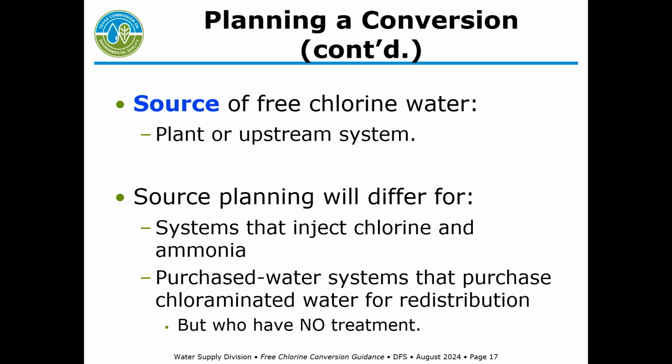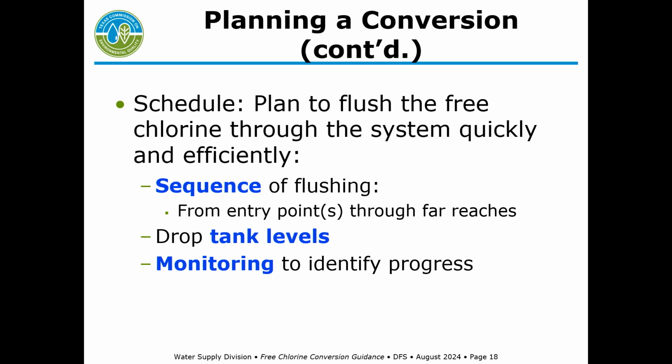They're going to have to work something out with the wholesaler. So you need to have a schedule. You're going to plan to flush the free chlorine through the system quickly and efficiently. You're going to have a sequence of flushing, and we'll talk about that in more detail. A sequence all the way from your entry points to the far reaches of the distribution system.